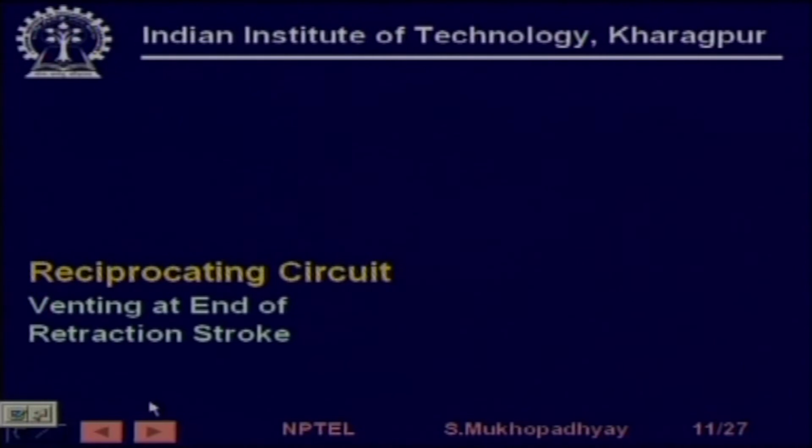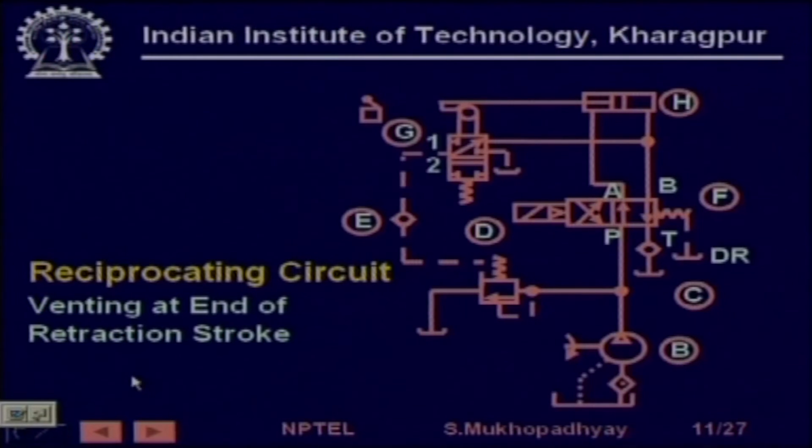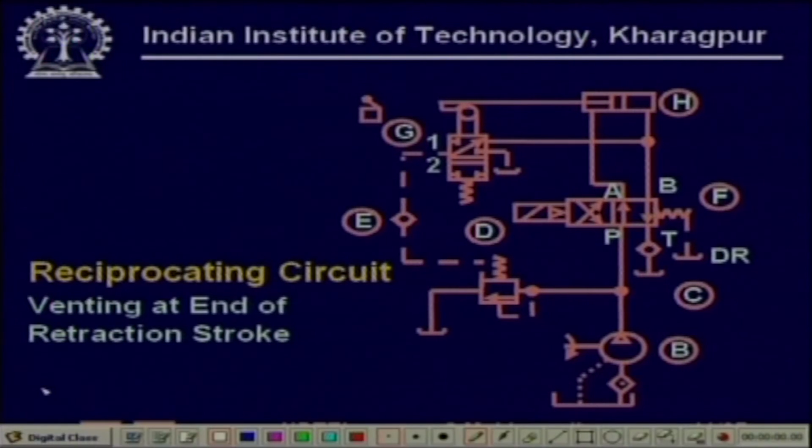So, in the next case, a very interesting thing happens at the end of the retraction stroke. That is something special about this circuit. So, at the end of the retraction stroke, when it comes fully to the right, this rod is designed in such a manner that it pushes the cam. So, when it pushes the cam, this valve now connects in the top position, as we said.